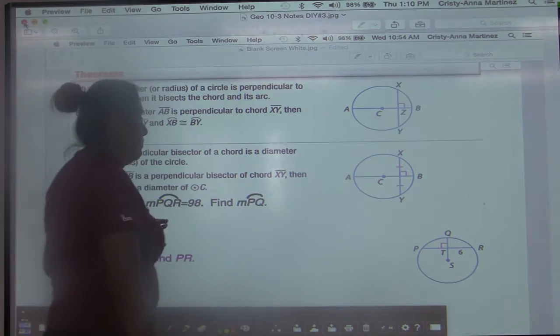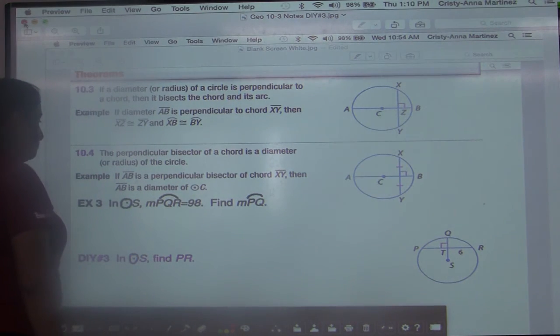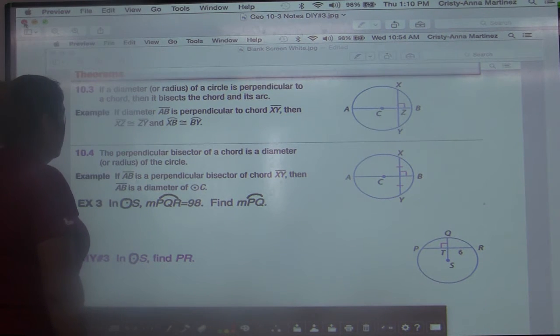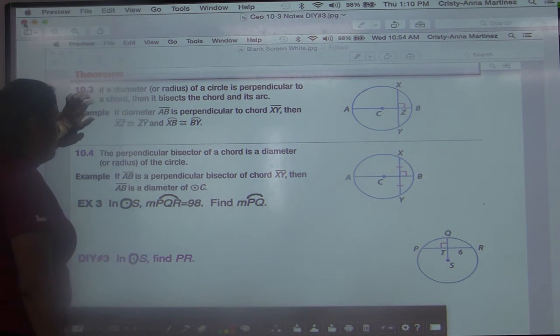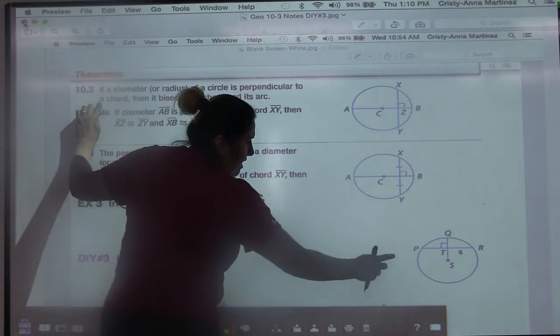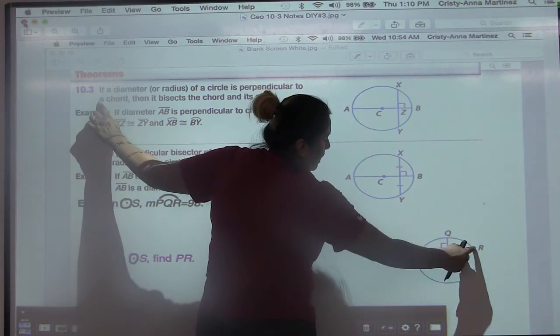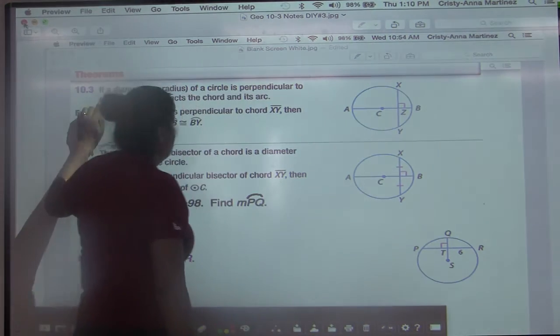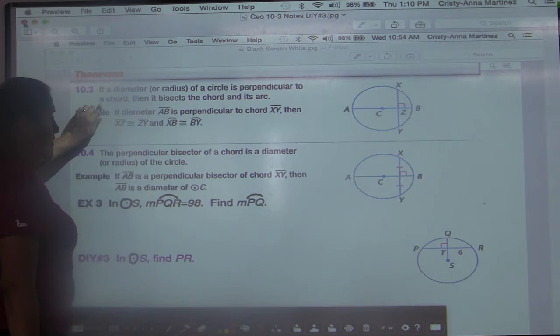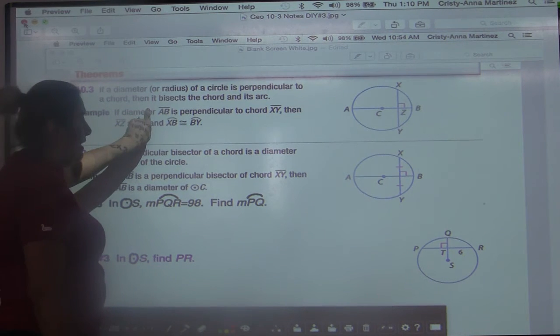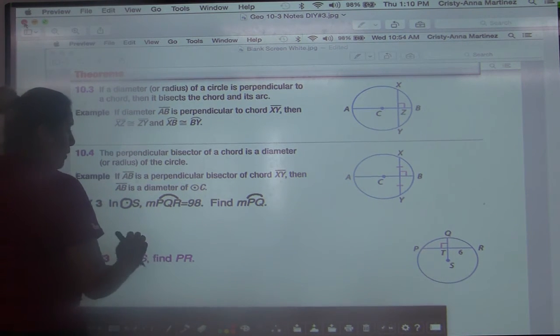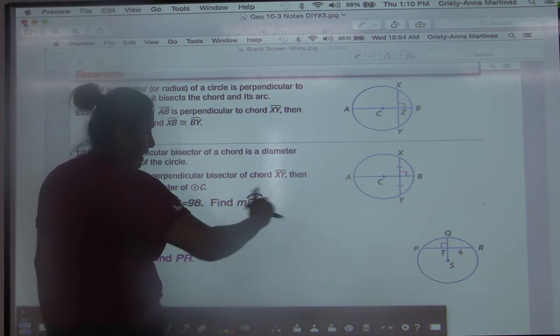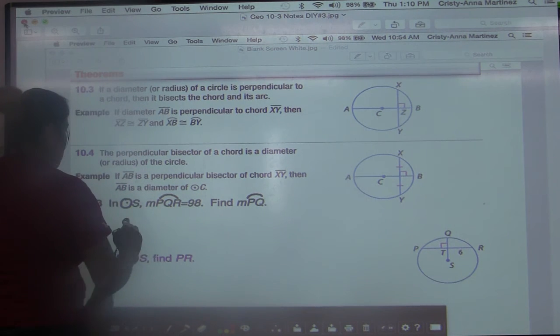Alrighty, arc PQ. So what we know is that if the diameter or the radius is perpendicular to the chord, which in this case, the radius here is perpendicular to the chord because of this symbol there, then it's going to bisect the chord and its arc. So basically what we know is that it's going to have to cut the arc PQR in half.